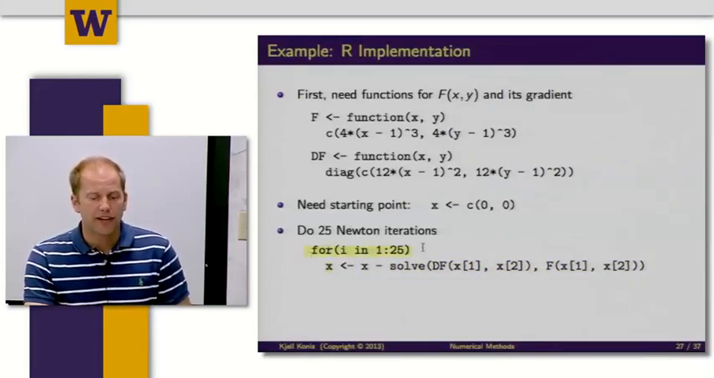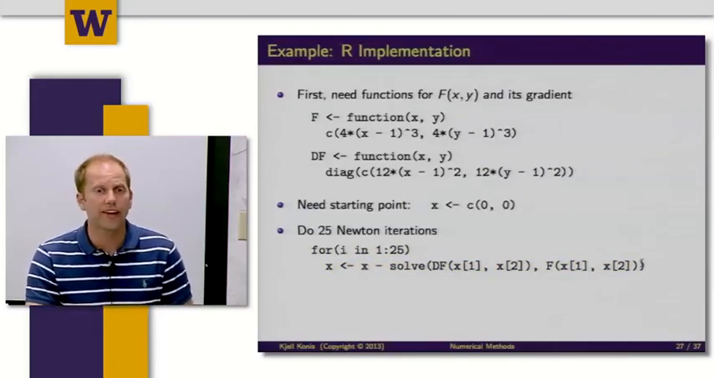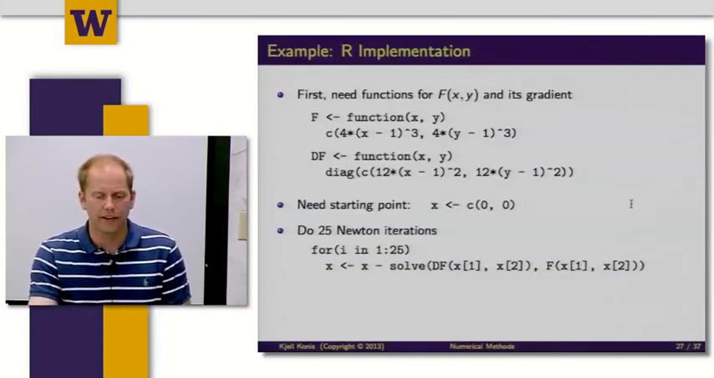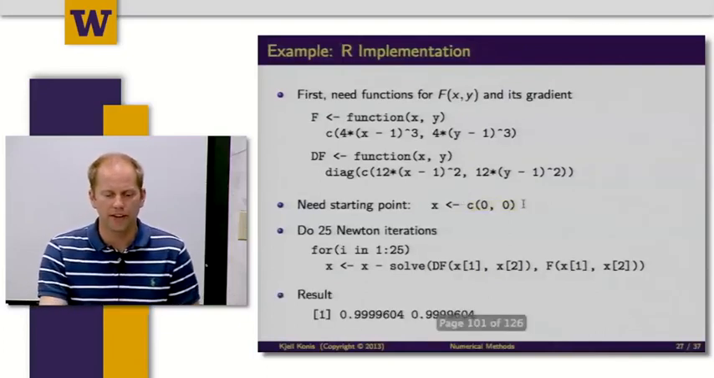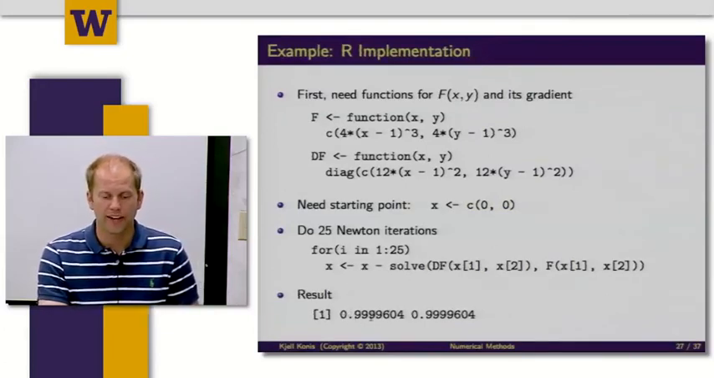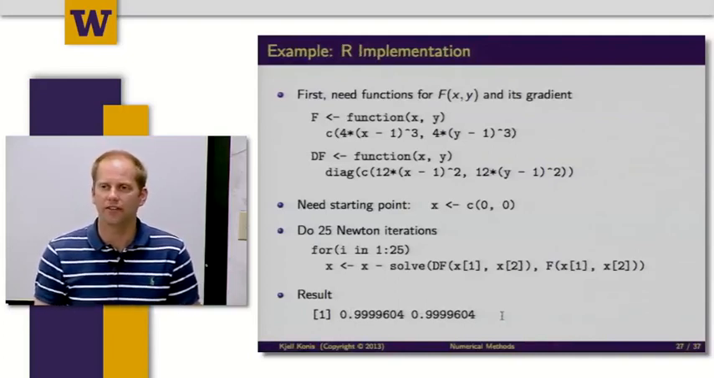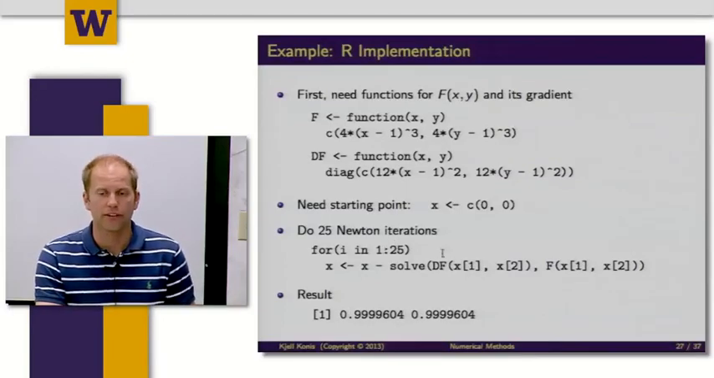And then I'm going to put that in something called a for loop, which is just going to run this line 25 times in a row. And so we can look at x after this has gone 25 times. So x started out as 0, 0. And then after 25 Newton iterations, I end up with 0.9999 and 0.9999. So it's gotten very close to the point that I was looking for, 1, 1, with these 25 iterations.